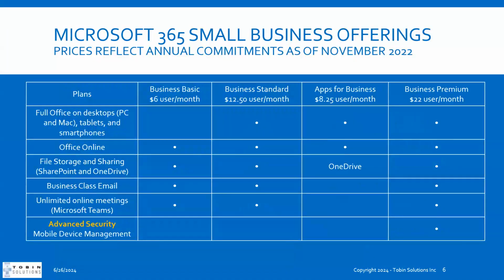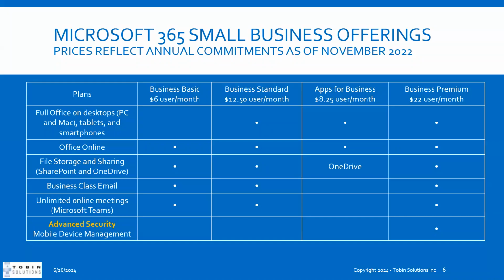There's the basic plans that Microsoft has. So if you are in a business basic plan or a business standard plan or a business premium plan, you have full SharePoint and OneDrive. If you have apps for business, meaning you're not using Microsoft's email or anything like that, then you have just OneDrive. You don't get SharePoint.